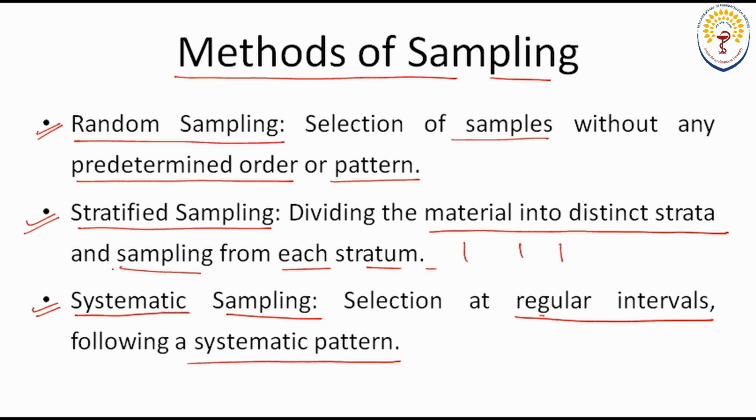There is a systematic pattern. For example, you are performing a column chromatography of a substance. Then you will be taking the sample from time to time within a fixed interval, so that you can understand, when we were doing column chromatography and separating the components, how and which component was eluting first.